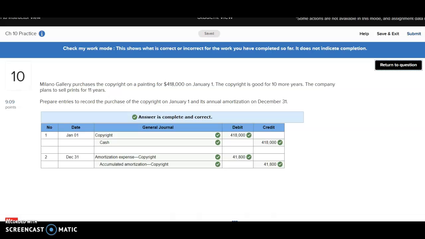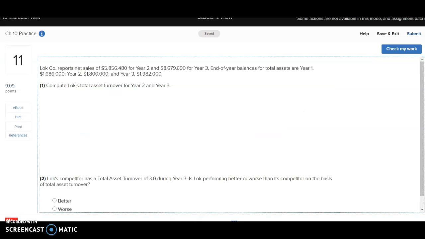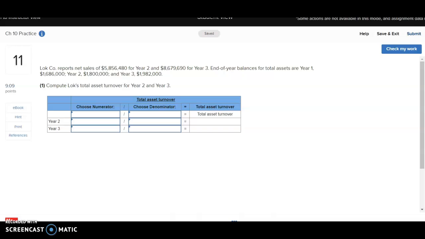All right, we have one more problem, and this deals with our ratio for Chapter 10, and it's looking for the total asset turnover. So it says here that Lock Company reports net sales of $5,856,480 for year 2 and $8,679,690 for year 3. End of year balances for total assets are year 1, $1,686,000, year 2, $1,800,000, and year 3, $1,982,000.